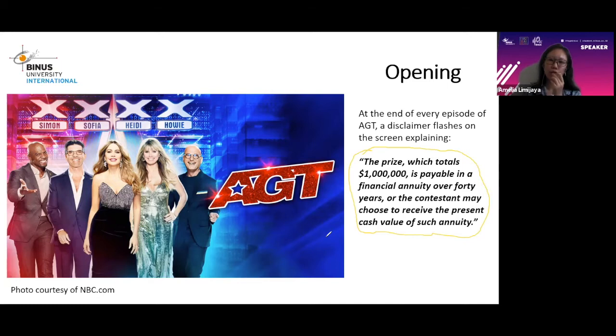Let's just round it to 15,000 to make the calculation simpler. 15,000 rupiah, you multiply by $1 million. So how much rupiah is that? 1.5 trillion?